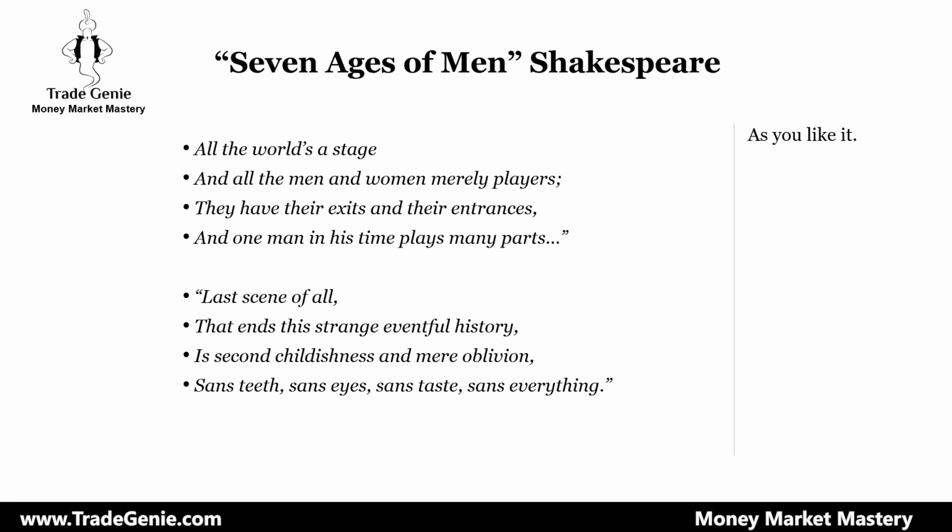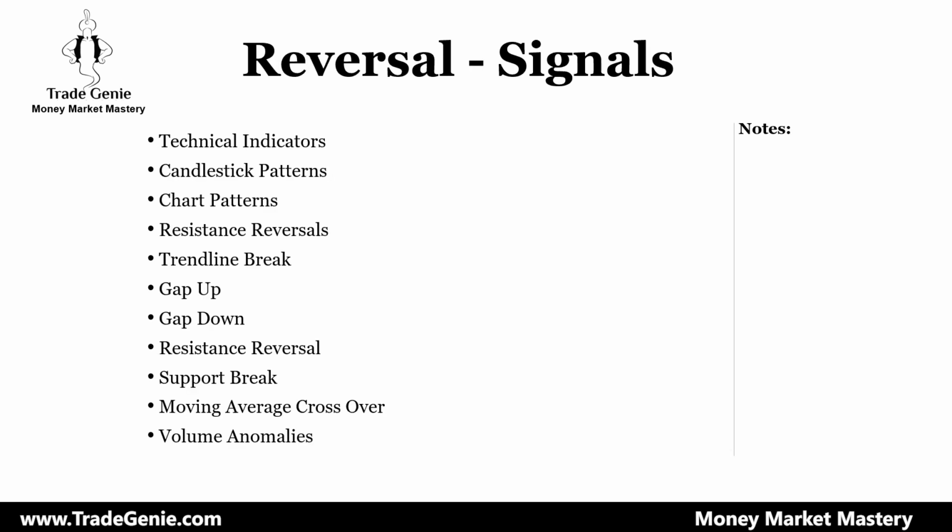Anyway, so this is the seven ages of Shakespeare, and I showed you the seven ages of man and the ages of the market. Now, today we are talking about stage two, three, and five, six. So there are various ways of trying to figure out the reversal signals. Before coming here to teach you, I quickly created this slide, and I started putting all the ways you can spot the reversals.